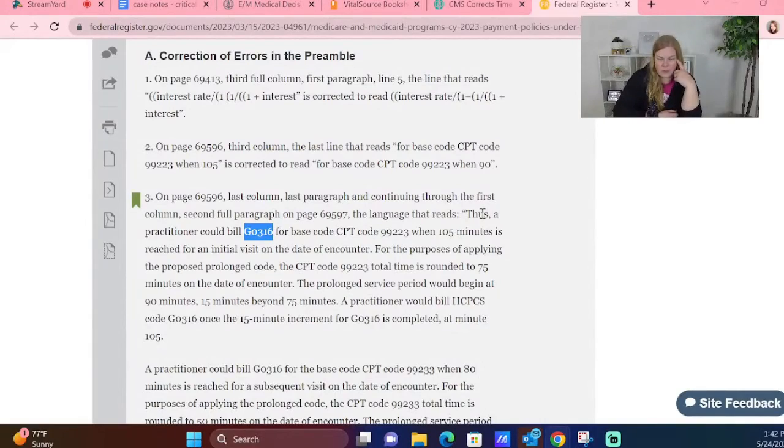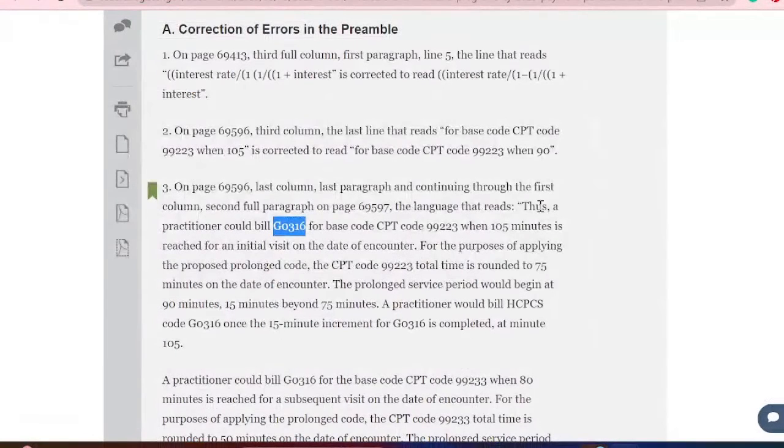So here's what's written in the Federal Register, and I should do a whole other video on what's in the Federal Register. But you can kind of see here it says that for G0316, there was this correction made. It had previously said something else, and now the G0316 essentially is billable when we've hit 105 minutes. So the total time for 99223, which is the highest level of inpatient admit, is 75 minutes. So how do we know what to bill beyond that? Let me draw a little illustration because I think the illustration helps understand a bit better.